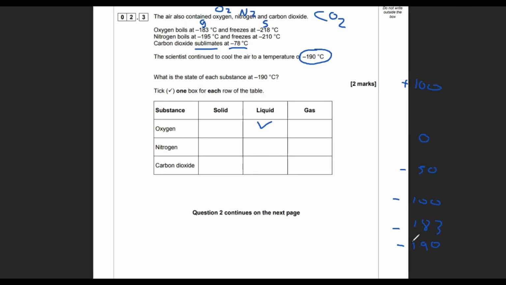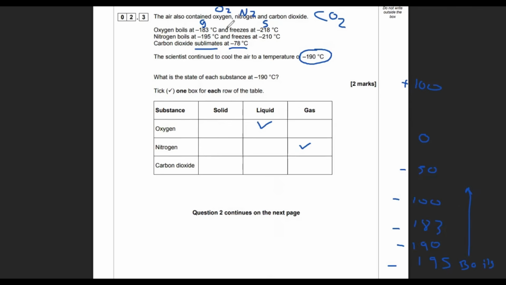Nitrogen boils at -195. So nitrogen is boiling, turning into a gas there, and freezes at -210. It becomes solid at -210. We're at -190, so it can't be a solid because it doesn't become a solid till -210. And it boils at -195. So guess what? It boils here. What does that tell you? It tells you that nitrogen is a gas at any of these temperatures above that. So nitrogen is a gas. It's already boiled at -195. You've just made it warmer to -190. It's still going to be a gas. If you make a gas warmer, it stays as a gas.